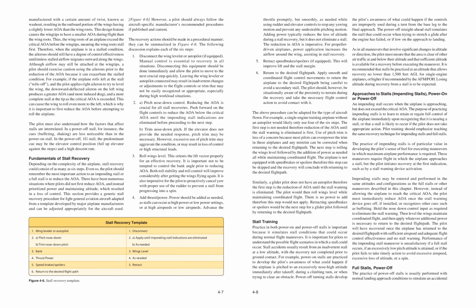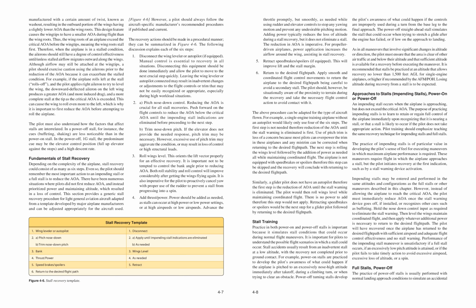This section provides a generic stall recovery procedure for light general aviation aircraft adapted from a template developed by major airplane manufacturers and can be adjusted appropriately for the aircraft used. Figure 4-6. However, a pilot should always follow the aircraft-specific manufacturer's recommended procedures if published and current. The recovery actions should be made in a procedural manner. They can be summarized in Figure 4-6. The following discussion explains each of the 6 steps.